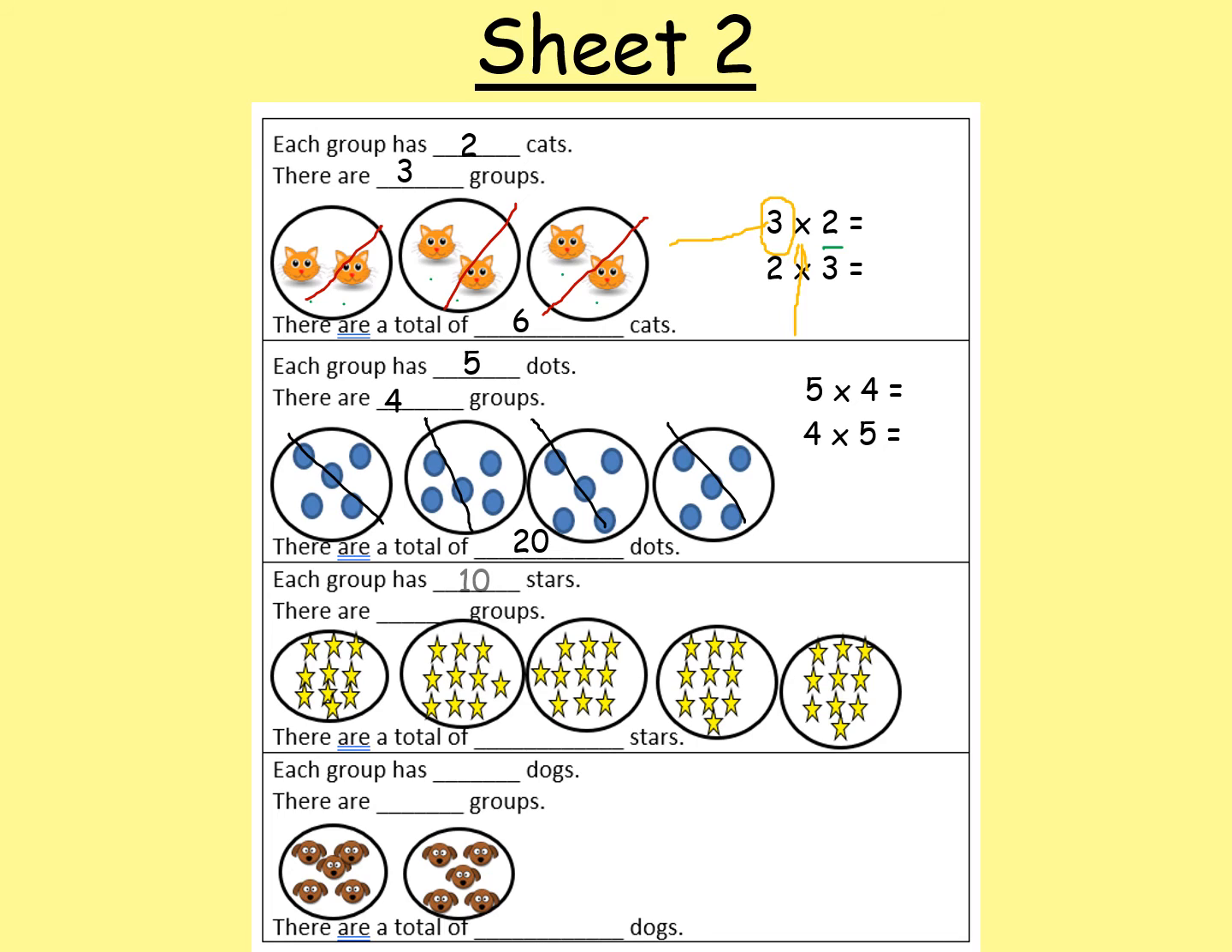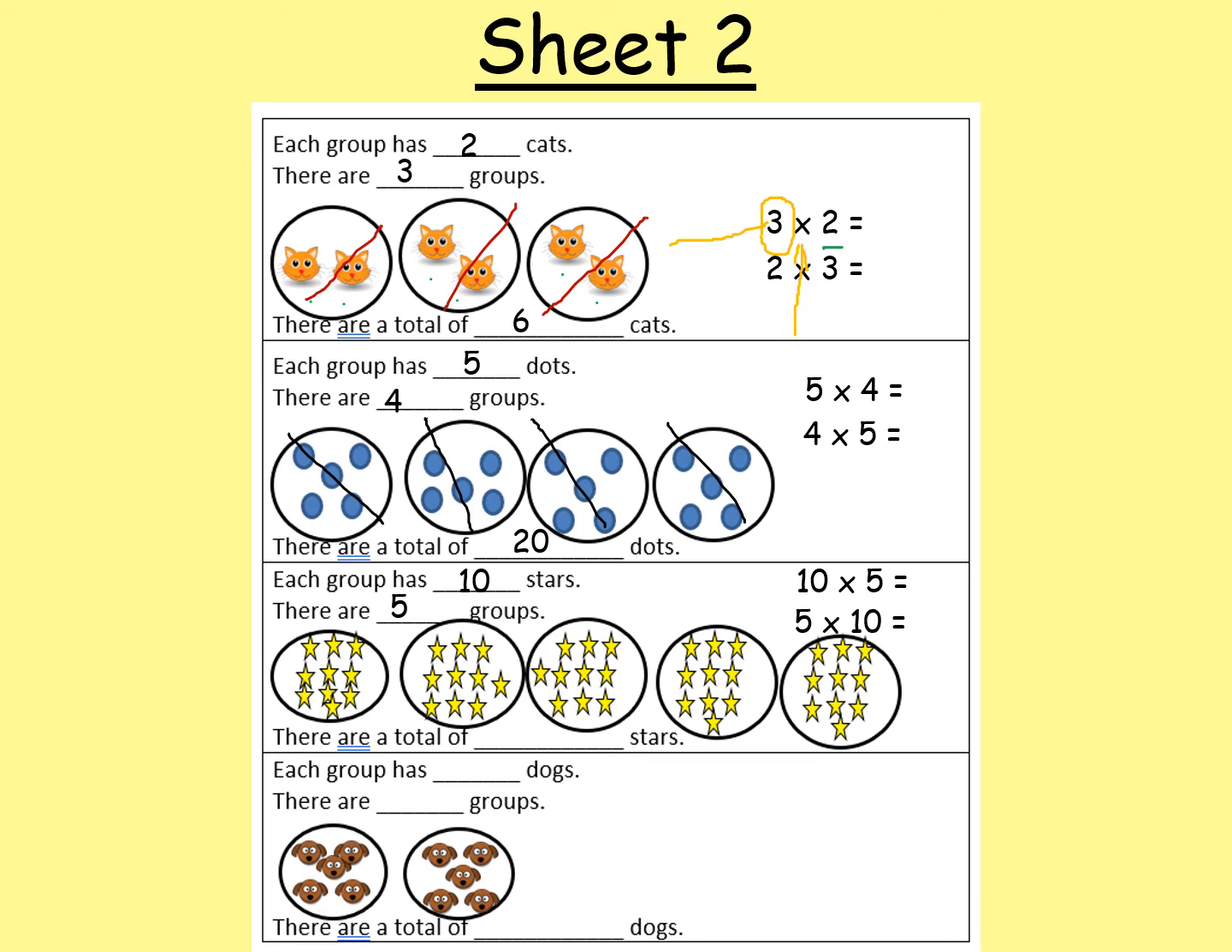Let's look at the next one. Now, each group has got 10 stars in it. How many groups are there? There are 5 groups. So what would our number sentence look like? Well, we could write it like this. Because there's 10 stars in each group of 5, we could write it like that, or we could write it like this. We've got 5 groups with 10 stars in each.